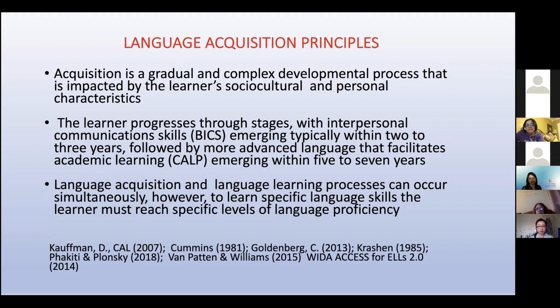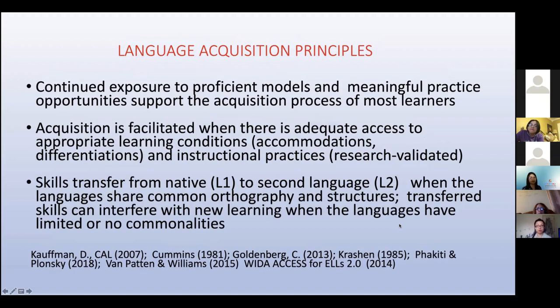Then, language acquisition and the learning process can occur at the same time. We can do it simultaneously. We don't have to do one after the other. They don't have to be sequential, but they have to reach specific levels of proficiency. Some other principles are that they have to be exposed to opportunities to learn, and it has to be facilitated. It has to be explicit. And we have to remember that skills transfer from native to second language. We'll talk about how much it can transfer, and it will depend on whether they share orthography, structures, grammar, and all of that, okay?